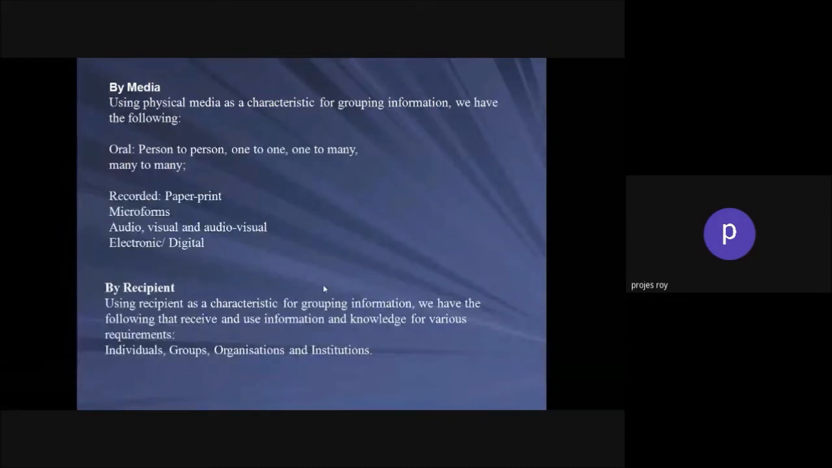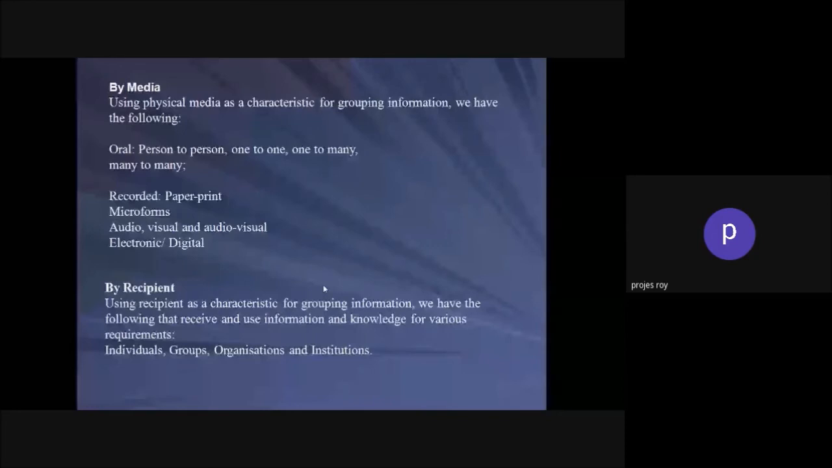Now, by recipient. Using recipient as a characteristic for grouping information, we have the following: those that receive and use information and knowledge for various requirements: individual, group, organization, institution. You can understand. By media means nothing. If it is oral presentation, oral information, then it is person to person. Here we are doing oral presentation, one to one, one to many, many to many. We are already doing it over here.